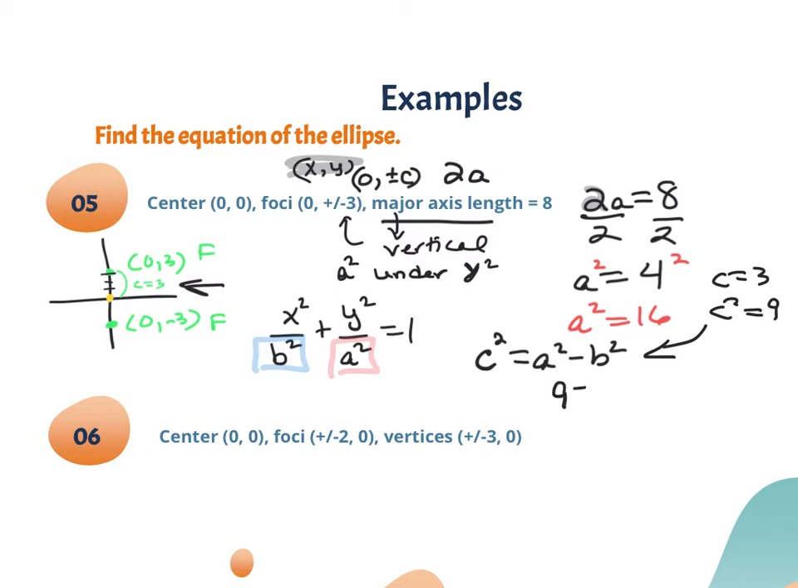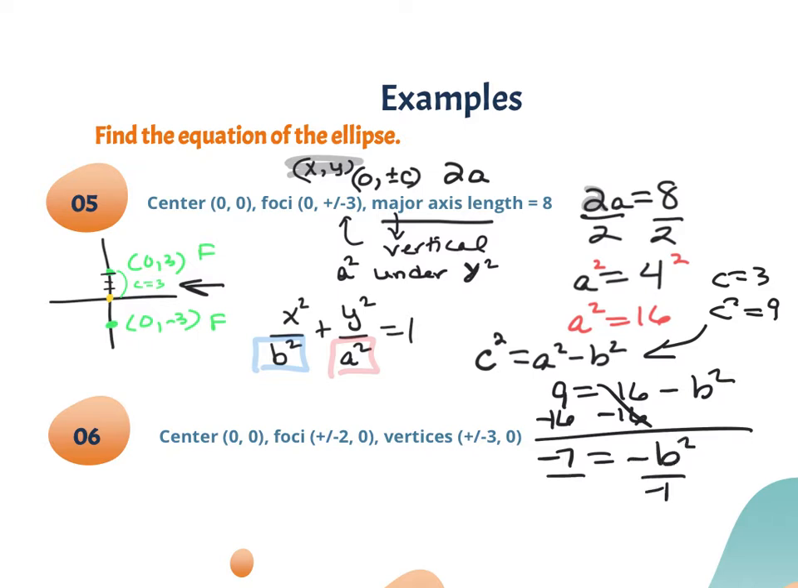I'm going to take them and plug them into this equation. So 9 equals 16 minus B squared. I need to solve for B squared, so I'm going to subtract 16. Negative 7 equals negative B squared. Divide by negative 1, and B squared equals positive 7. Now, I don't need to square root it, because remember, all we're doing is filling in B squared.